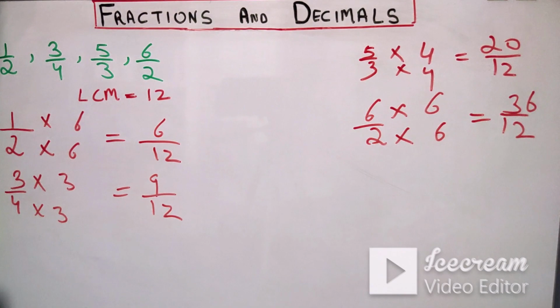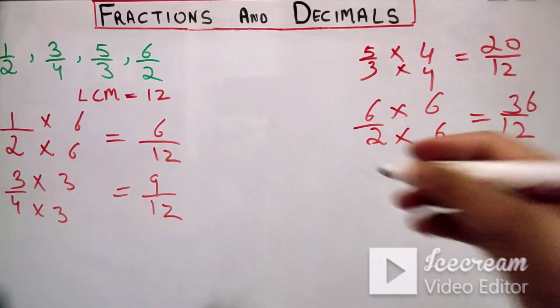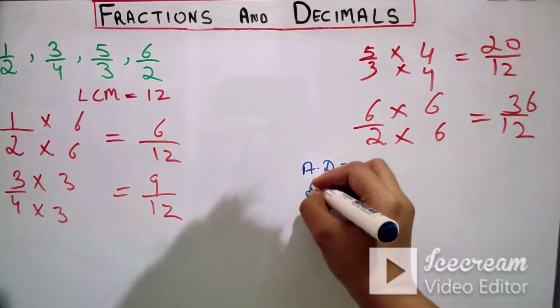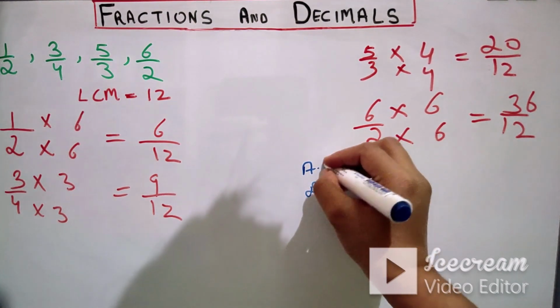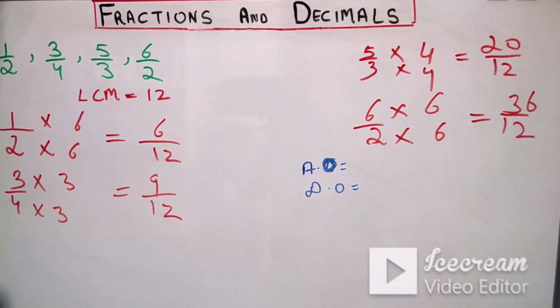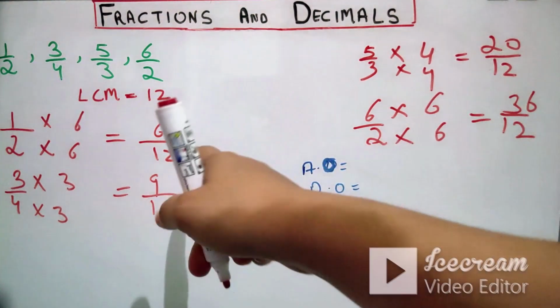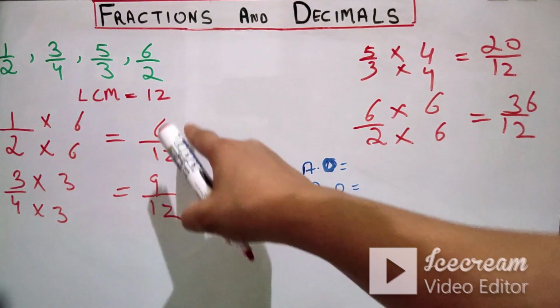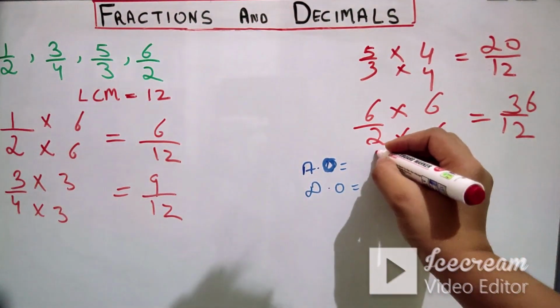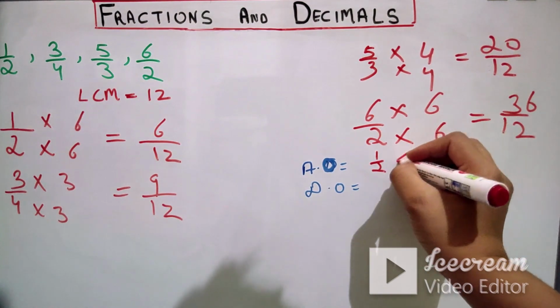Now we will arrange these in ascending and descending order. Let's consider ascending order as AO and descending order as DO. What will be the ascending order? What is the smallest number out of all these? 6 by 12. What is the original fraction of 6 by 12? That is 1 by 2. So this is the ascending one.